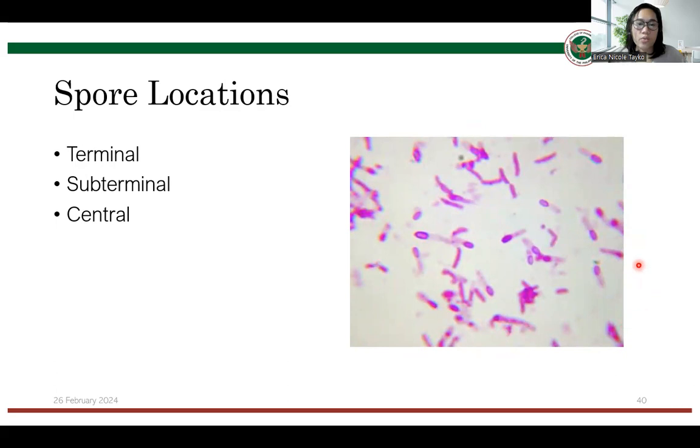This picture would show us examples of spores that are terminally located. Meaning, when we say the location of the spore is terminal, it is located at the far end of the bacteria. For example, this bacteria is a bacillus, and you can see that the darker stained part is your spore, and it is terminally located.